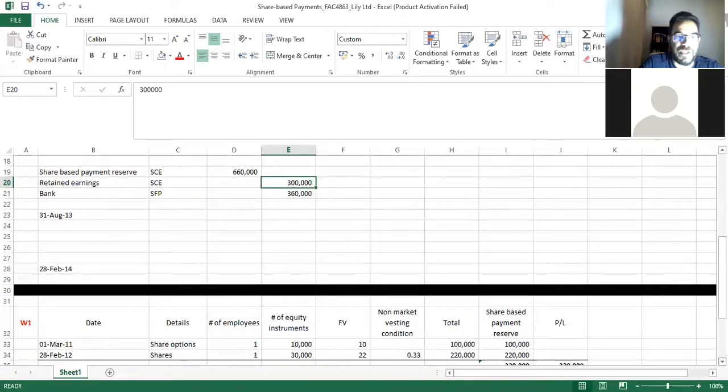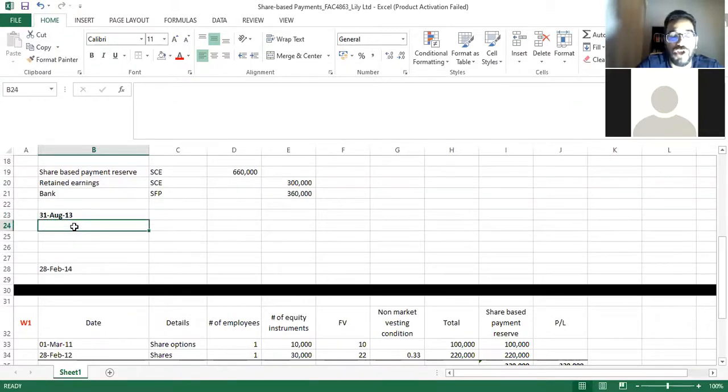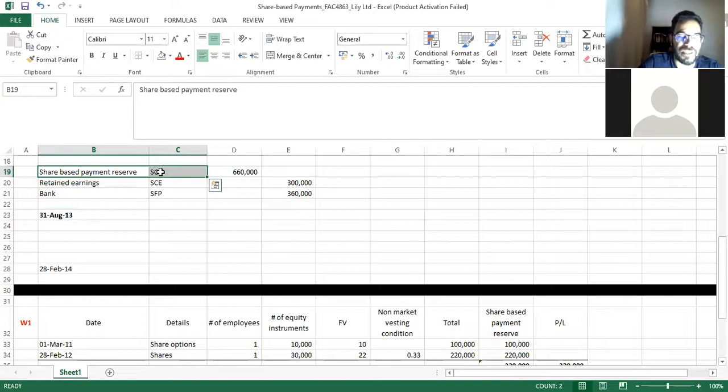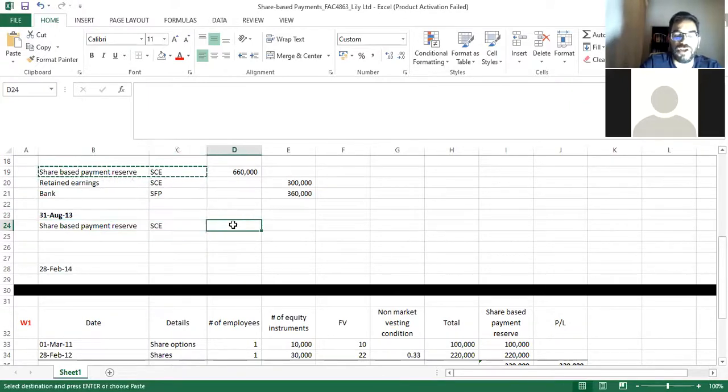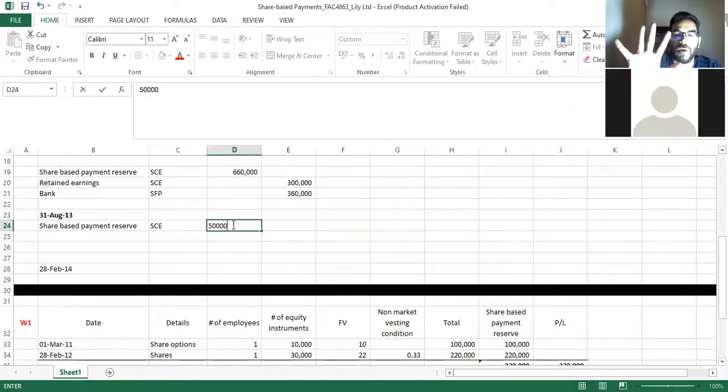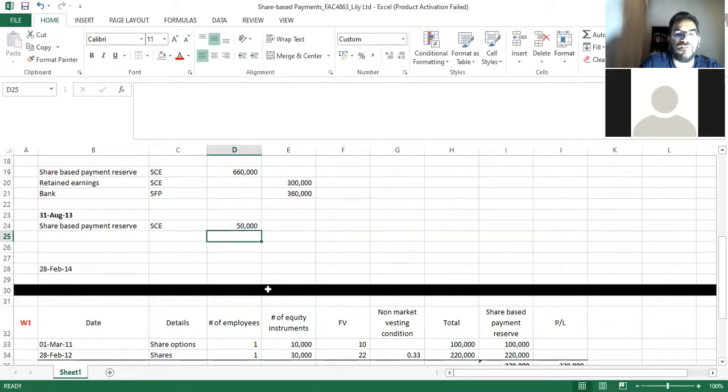On 31 August 2013, what happened on this date? The remaining options expired. Ms. Williams did not exercise them, and the options expired by 31 August 2013. So therefore, she's no longer able to utilize them. So what's going to happen? Share-based payments is decreasing because the share options have expired. So it's going to be 50,000 Rand. That's the remaining amount: 5,000 options at the grant date fair value of 10 Rand, which gives us 50,000 Rand.